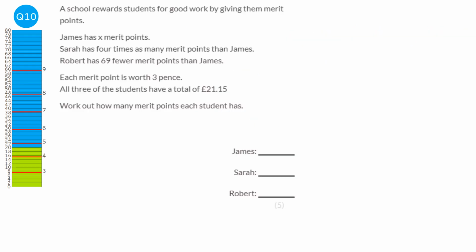There's a lot going on with this question, so I'm going to start off just having a look at the total amount of money. So I'm going to do this in pence, so 2115 pence. And if each merit point is worth 3 pence, then we can work out the amount of merit points by doing 2,115 divided by 3. So that gives us 705. So there's 705 merit points.